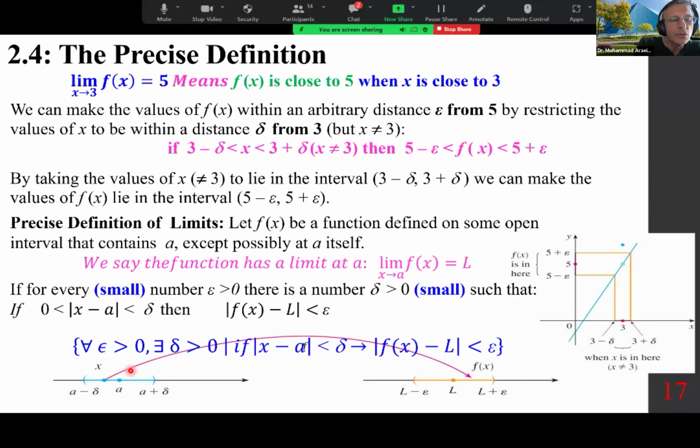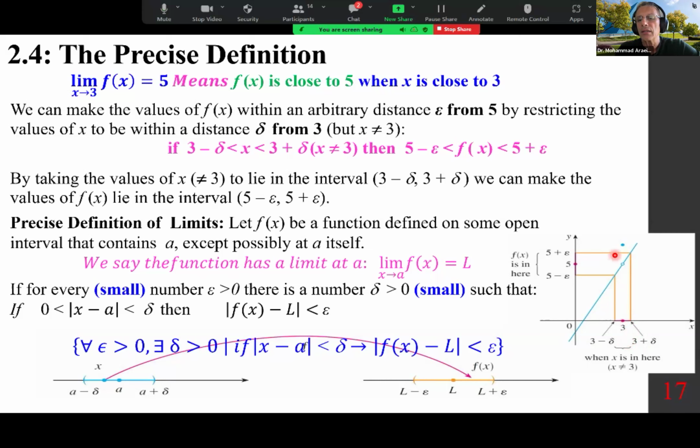So x is some value close to a, okay? Maximum it can go a distance of delta. So a minus delta, a plus delta, somewhere in this vicinity. It maps to the y coordinate, which results in the limit. The limit is L within epsilon. So L plus epsilon, L minus epsilon, somewhere here. That's the concept.